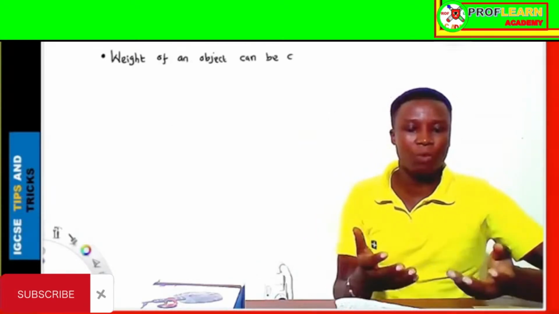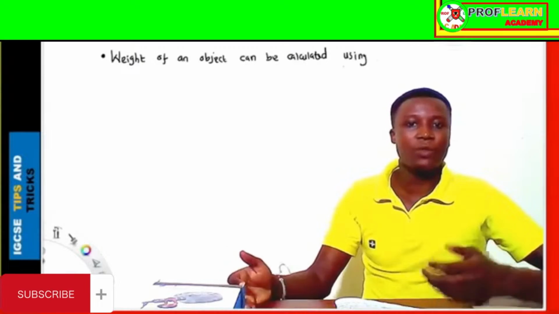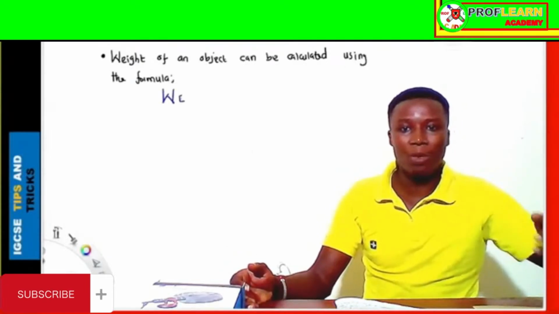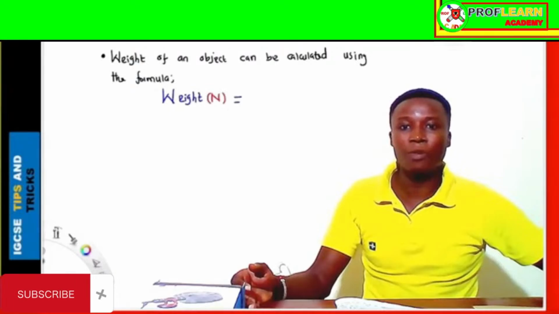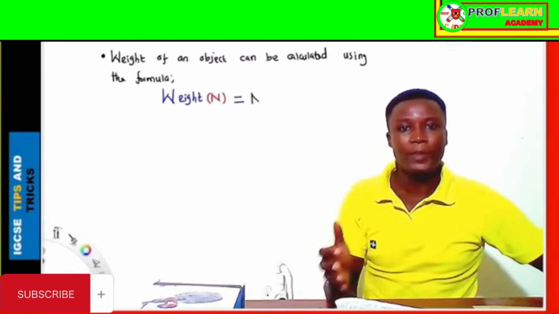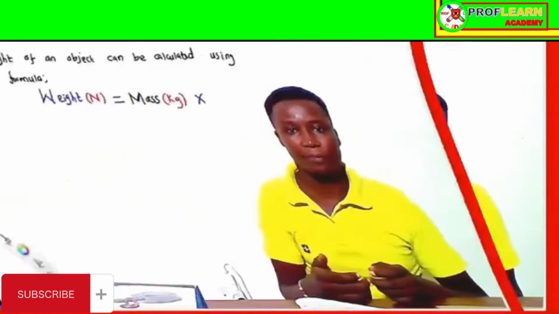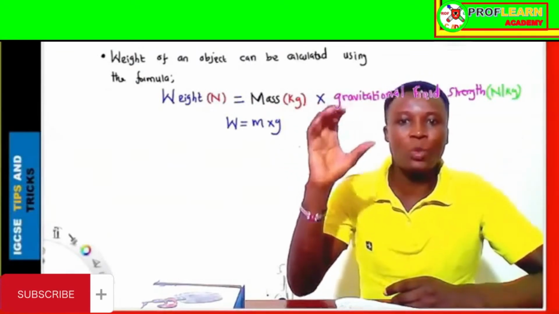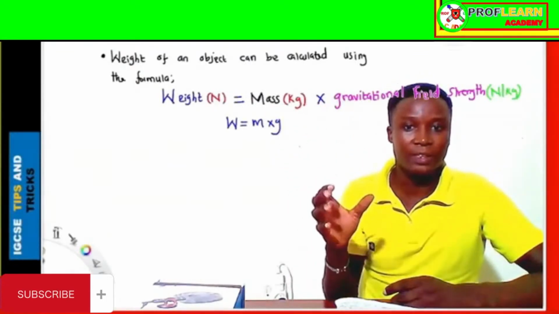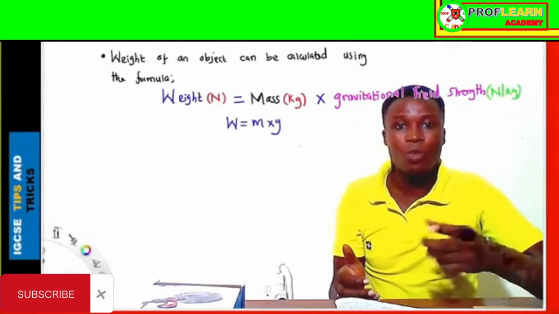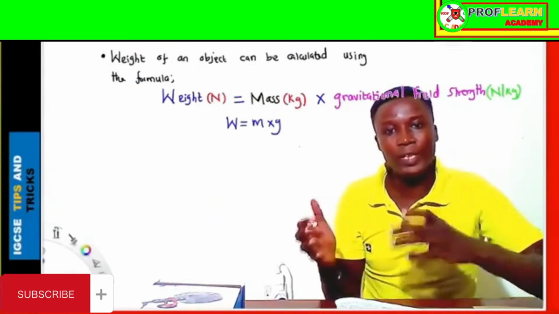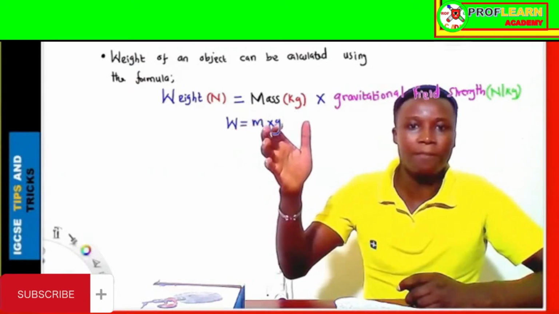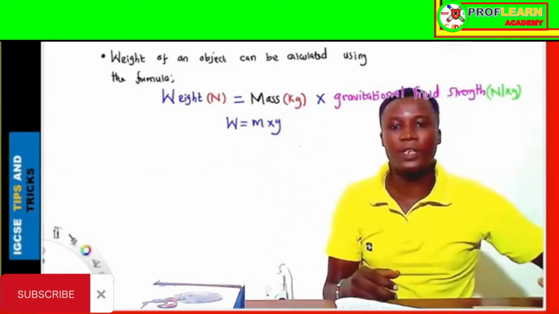Maybe you can be given a question where you are given mass and you are given the gravitational pull, then you are expected to work out weight, and we're going to use the formula weight equals mass times gravitational field strength. When you're using this formula, what you need to check keenly is whether the mass given is in kgs. If the mass given is not in kgs, you have to convert the units to kgs, and then you proceed to use the formula weight equals mass times the gravitational field strength.